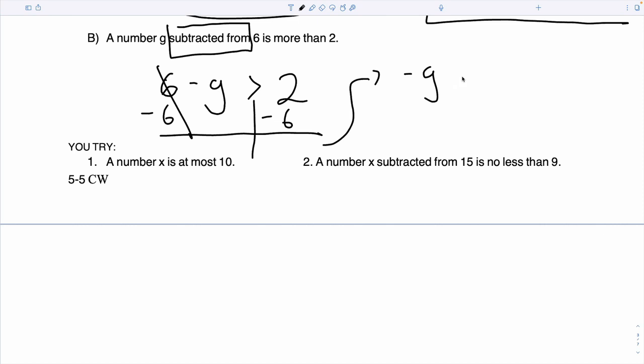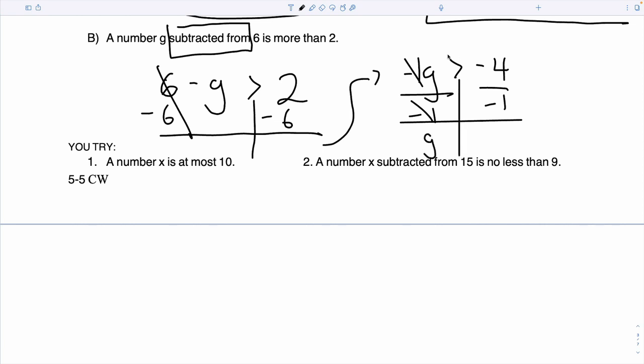Negative g is greater than negative 4. My final step, I have to get rid of this negative, and the easiest way is to think about it as a negative 1. If you divide by negative 1, that's going to get rid of that negative sign. When you divide by a negative, what happens to the sign, Alexis? The sign in front becomes positive.